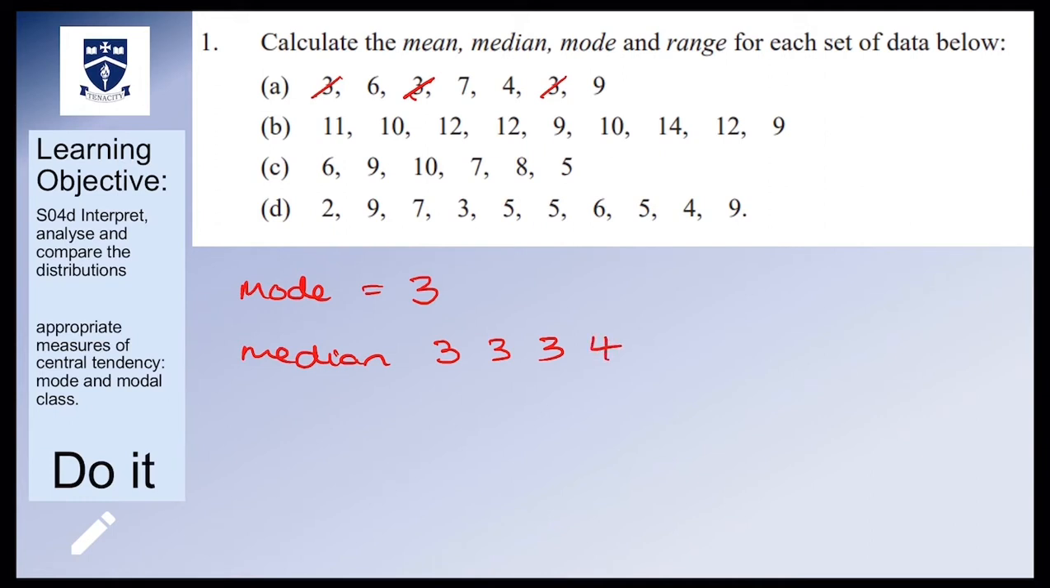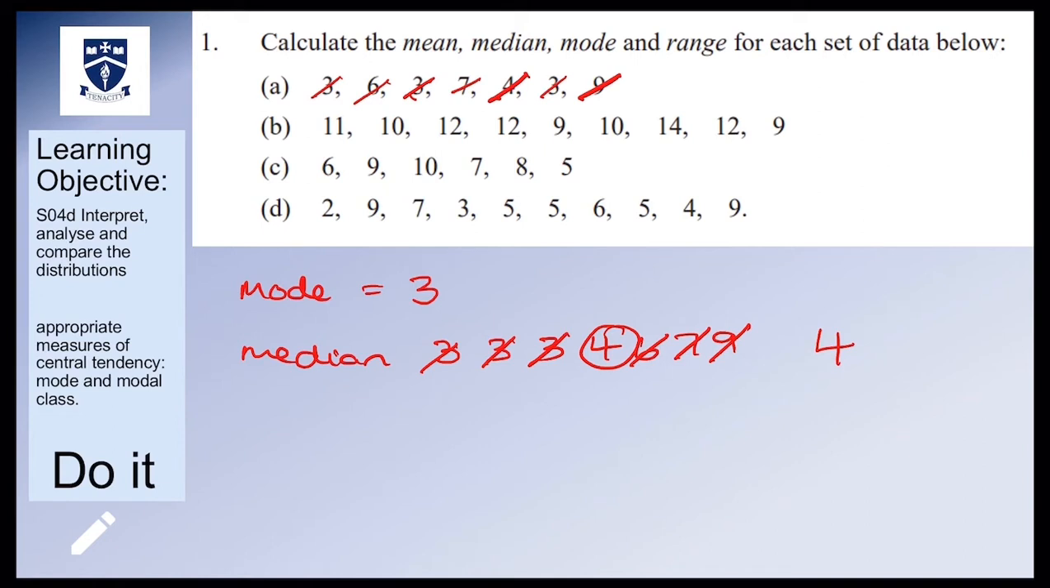So the next one would be 4. Then we have a 6. Then we have a 7 and a 9. So each time I'm writing a number down, I'm able to cross them out. Now, easiest way of doing the median is to cross out the smallest one and then cross out the biggest one. Cross out the smallest, cross out the biggest, cross out the smallest, cross out the biggest. And the one that is left in the middle is the median. So in this case, the median is 4. All right. So that's the median.